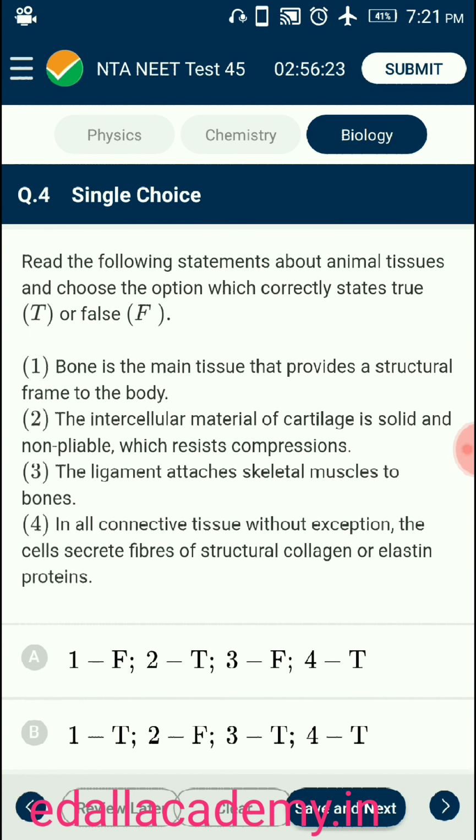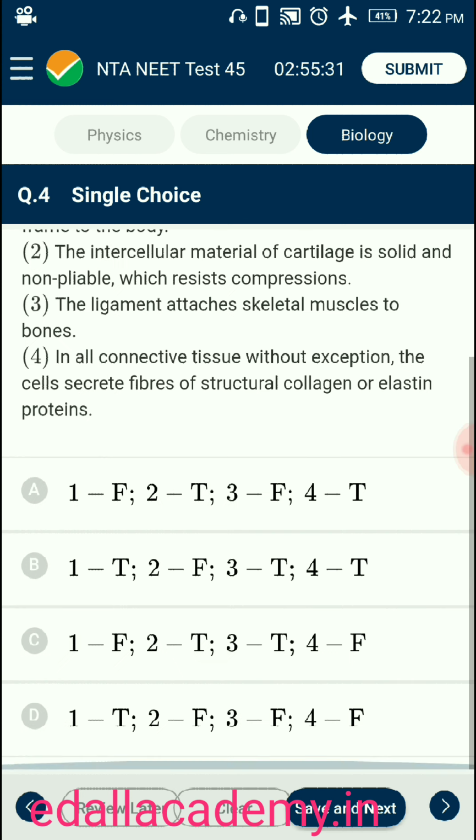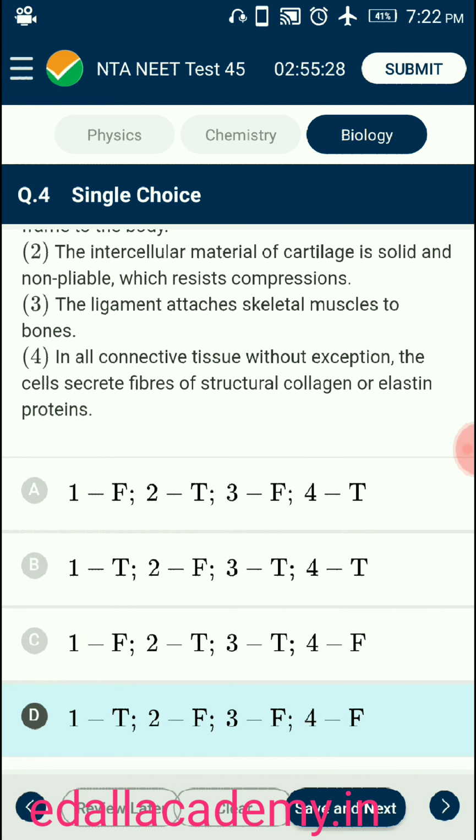Question number 4. Read the following statements about animal tissues and choose the option which correctly states true or false. The intracellular material of cartilage is made up of chondrocytes that are pliable and resist compression. Tendons attach skeletal muscles to bones, whereas ligaments attach one bone to another bone. In all connective tissue except blood, the cells secrete fibers such as collagen or elastin proteins. So the answer for this question is option D.